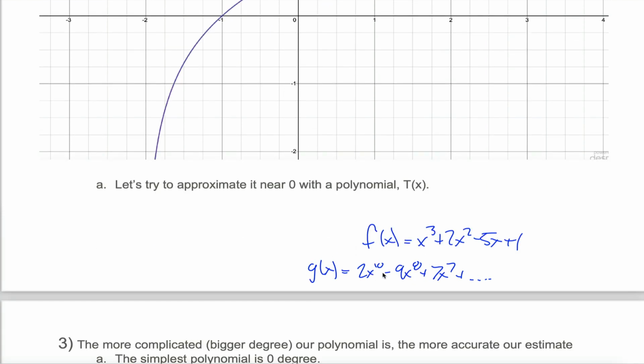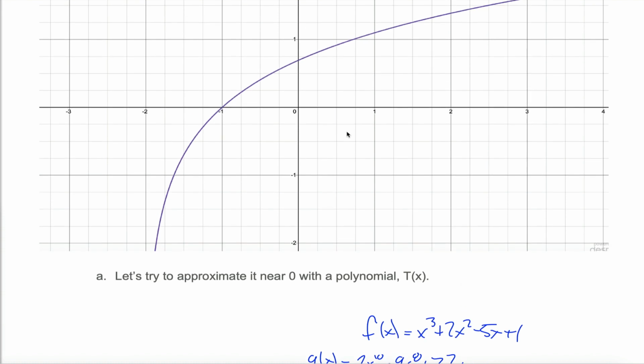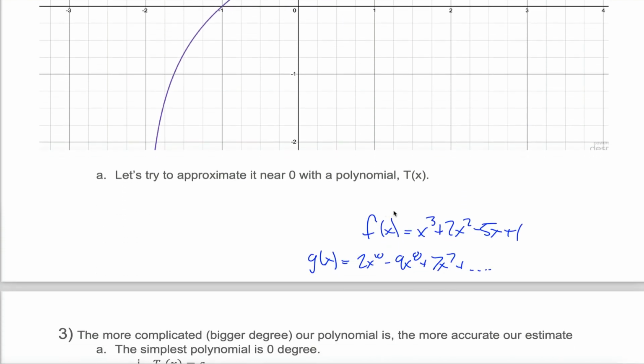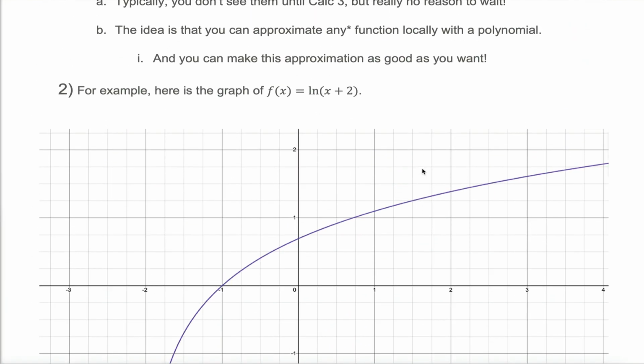So you're like, great, just pick a polynomial with a really high degree. Well, then our work gets harder. So there's sort of this balance, right? I don't want my polynomial to be too big, because then it's going to be really hard to figure it out. But I don't want my polynomial's degree to be too small, because then it won't do a great job of approximating the function that I'm trying to approximate, the natural log of x plus 2.